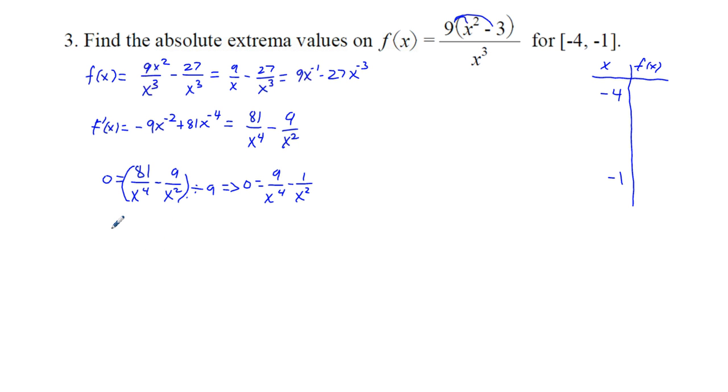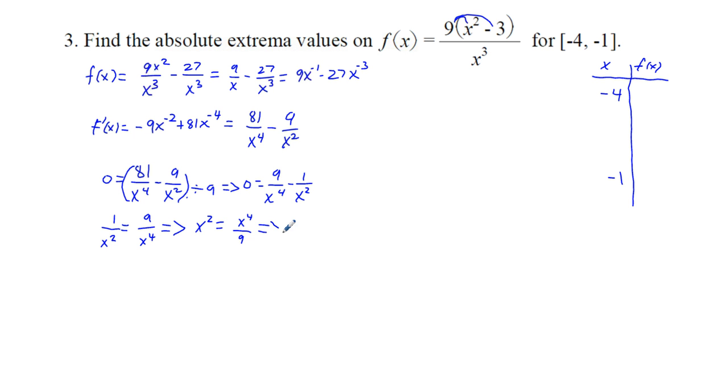And now I'm going to work here to the left. What we're doing is adding 1 over x squared to both sides, so 1 over x squared equals 9 over x to the 4th power. And continuing our solution, I can turn each of these fractions upside down and get x squared equal to x to the 4th over 9.